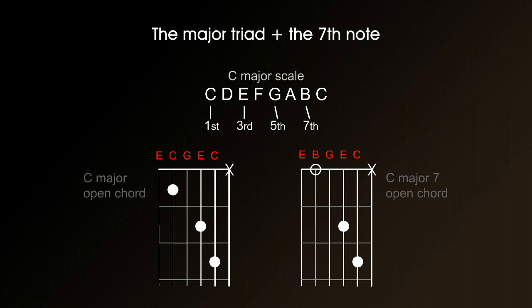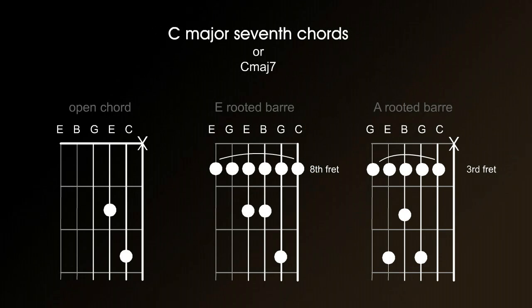This can be demonstrated by taking a C major open chord and converting it to a C major 7th open chord. This can be done by taking the first finger, which is a C, and removing it, exposing the B open string. This now then is a C major 7th open chord. There are several different ways to play the C major 7th chord, but they all share the same notes, even though the notes may not be in the same order.